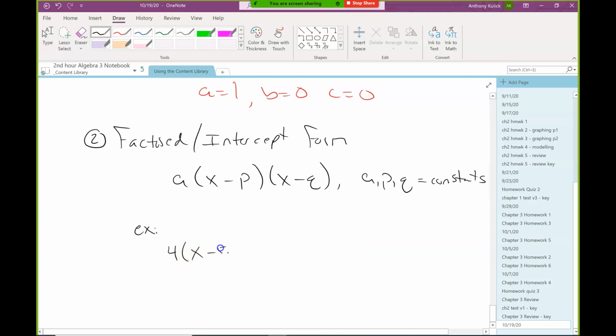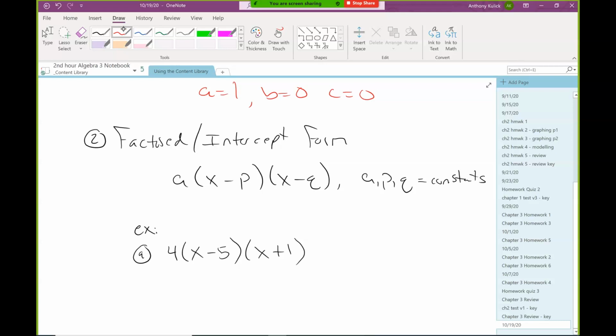So let's look at a couple of examples here. This first example, 4 times the quantity x minus 5 times the quantity x plus 1. Is this in factored form? Yes, good. Since it is, what are the values for A, P, and Q? A is 4.